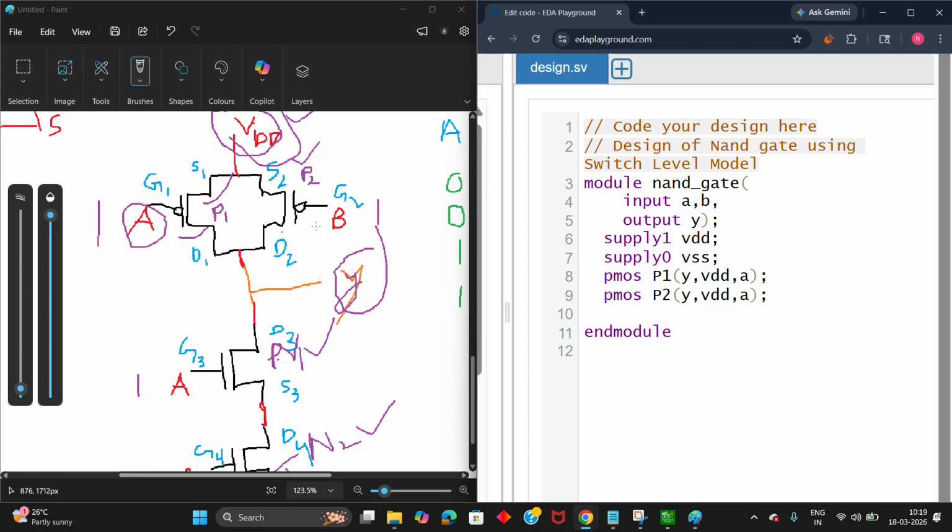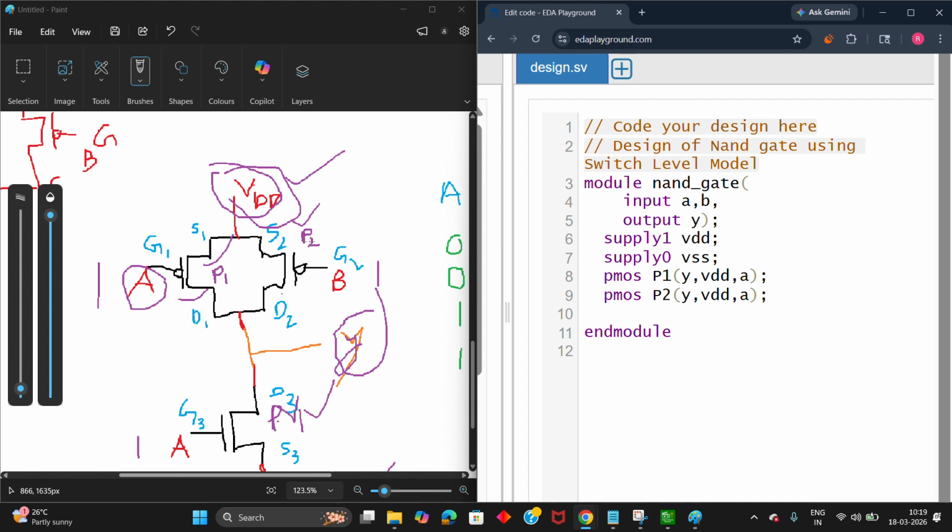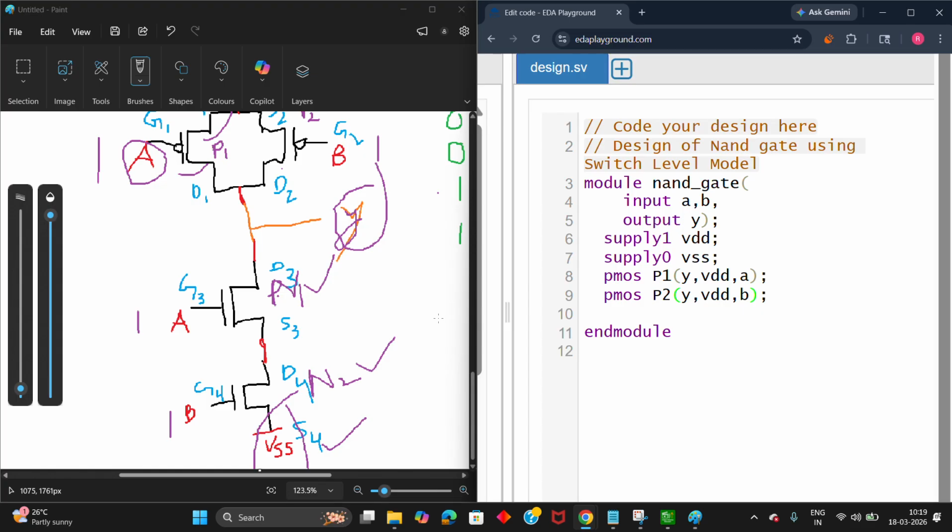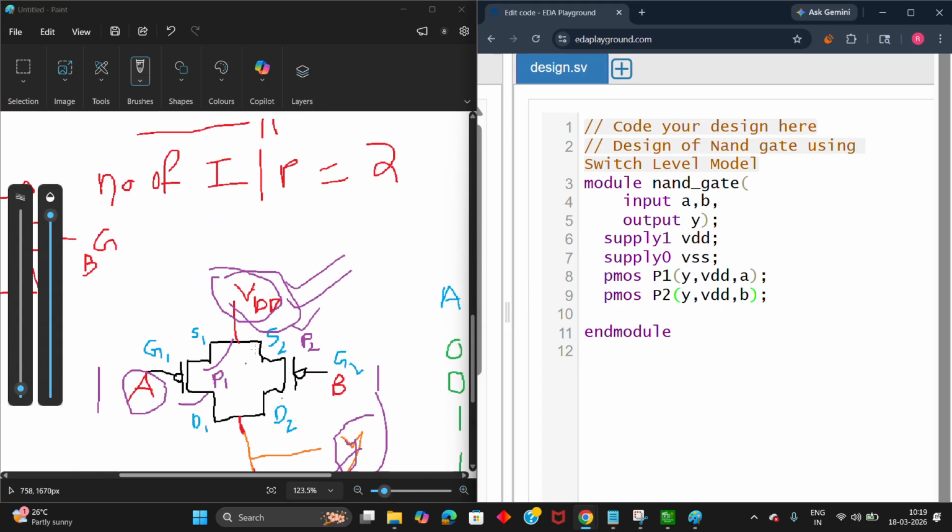For the source terminal of P2, what have we connected? We have connected VDD, so I am going to leave it as well. For the gate terminal of P2 we have connected B, so replace A with B. I hope you understand how I am going to code in the switch level model using this particular circuit.